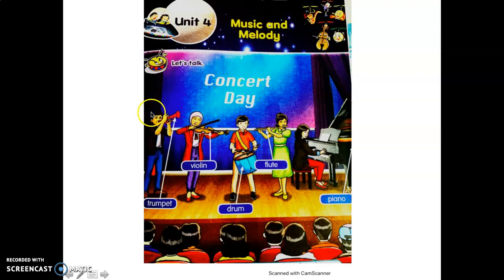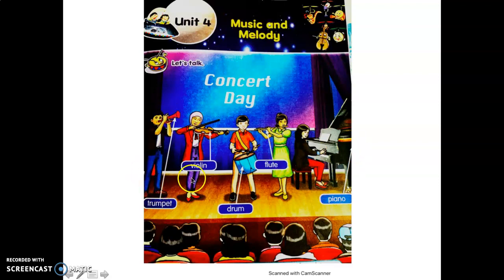Tengok di sini there are music instruments. Terdapat instrumen muzik, alatan muzik. Okey, ada berapa di dalam gambar ni? There are 5. 5 music instruments. Okey. Trumpet, violin, drum, flute and piano.